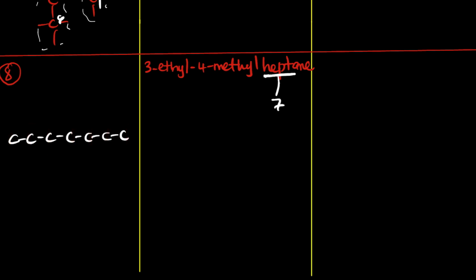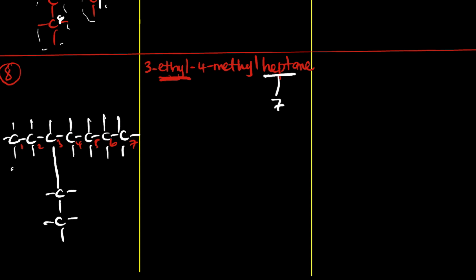So let's put it like this. This would be my carbon 1. So if this is my carbon 1, this is 1, 2, 3, 4, 5, 6, 7. So it says 3 ethyl. So in carbon 3, there's an ethyl. Remember, ethyl is 2 carbons, right? And then in 4, there's a methyl. Methyl, that's 1 carbon there. And that's it.